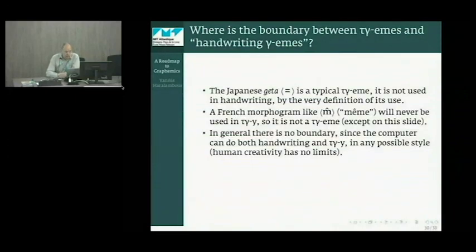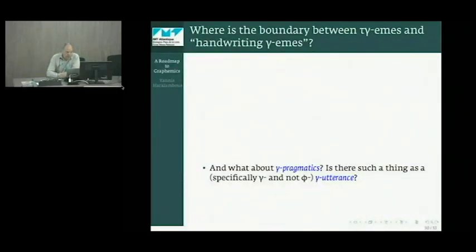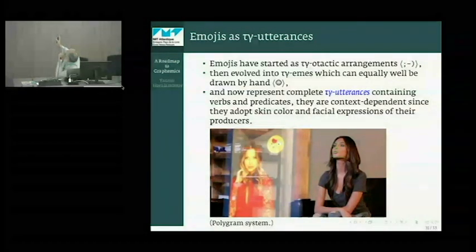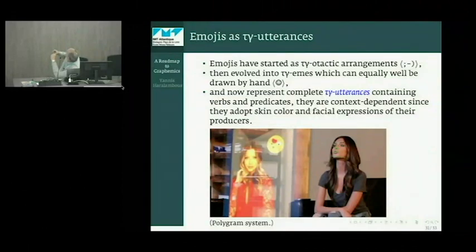So what is the boundary between typographemes and handwriting graphemes? And what about graphopragmatics? Christa has talked about emojis. So emojis started as typographotactic arrangements. They have evolved into typographemes which can still be drawn by hand, and now they have become typographic utterances, because in a pragmatic context they evolve and take into account the context. So nowadays emojis take your facial expression and your skin color. So they are not independent of the context where you produce them. They become exactly what we call an utterance in pragmatics.